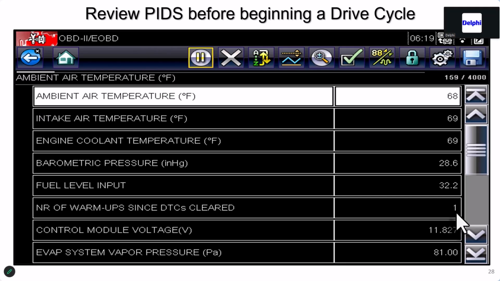Control module voltage, absolutely critical. Make sure you're getting proper charging system voltage, because if not, things like the O2 heater test and the EVAP test, key off, will not run. And your system pressure for EVAP, always check that. I'll show you in a later follow-up class what can happen when EVAP pressure is skewed at key on, engine off, and how it can affect all the monitors from running except for EGR. So you've got to look at these things before you do anything. This is your checklist, and then move on.